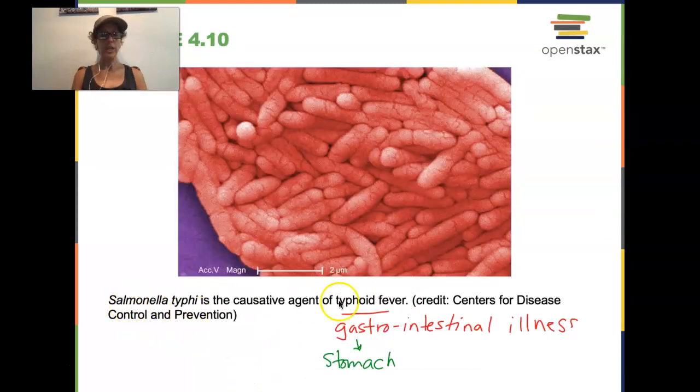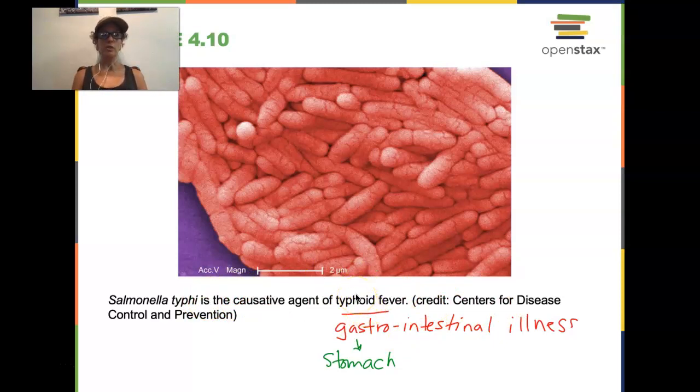Salmonella typhi causes typhoid fever. So it's a gastrointestinal illness, and gastro means stomach, and intestinal is your intestines. You'll also see enteritis, E-N-T-E-R-I-T-I-S. Entero means intestines as well. Salmonella is the genus. In this case, typhi is the species causing typhoid fever. There are other types of salmonella that cause gastrointestinal illnesses but are different species.